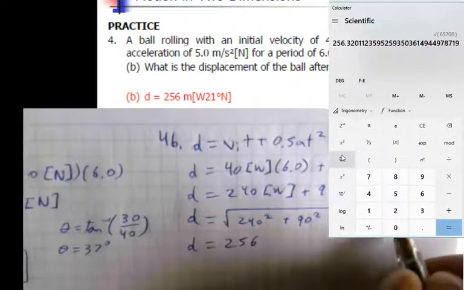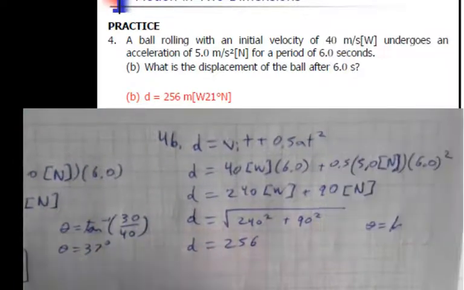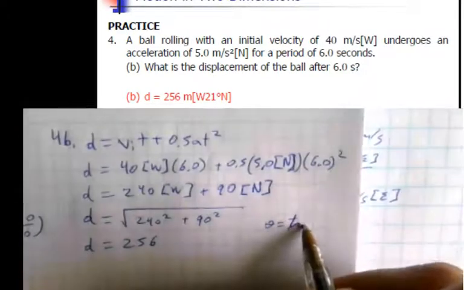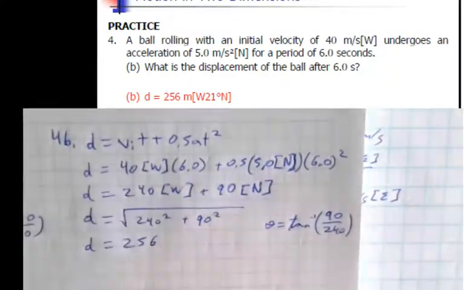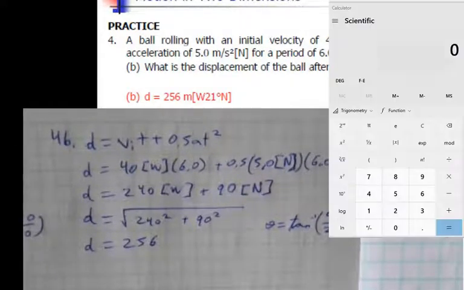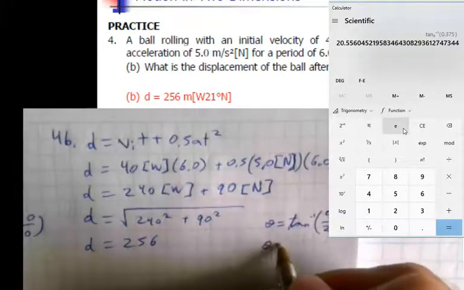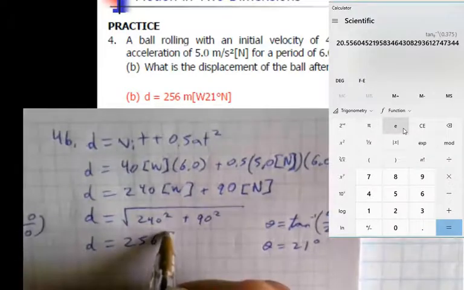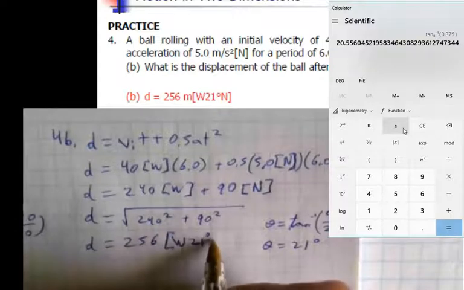I need to solve the inverse tangent of 90 over 240. You're not seeing what I have because it's underneath the calculator. 90 divided by 240, inverse tangent, 21. I am going towards the west with a 21-degree turn towards the north.